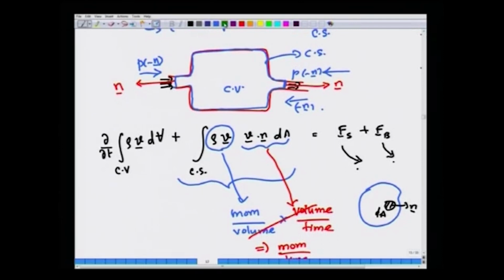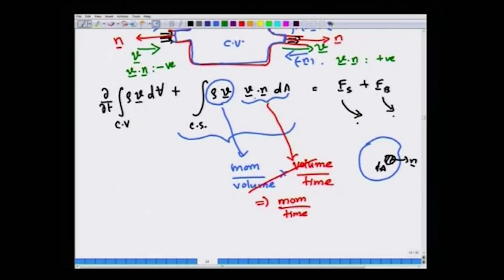So, let me point out that the velocity inside is coming like this. The velocity vector, obviously since it is coming in, is in the direction opposite to n, while going out it is in the direction of n. So, V dot n is negative for inlets, while V dot n is positive by definition at an outlet. This is very important to understand: whenever you compute the surface flux term, the V dot n term will always be positive at outlets and negative at inlets regardless of the coordinate system you choose.